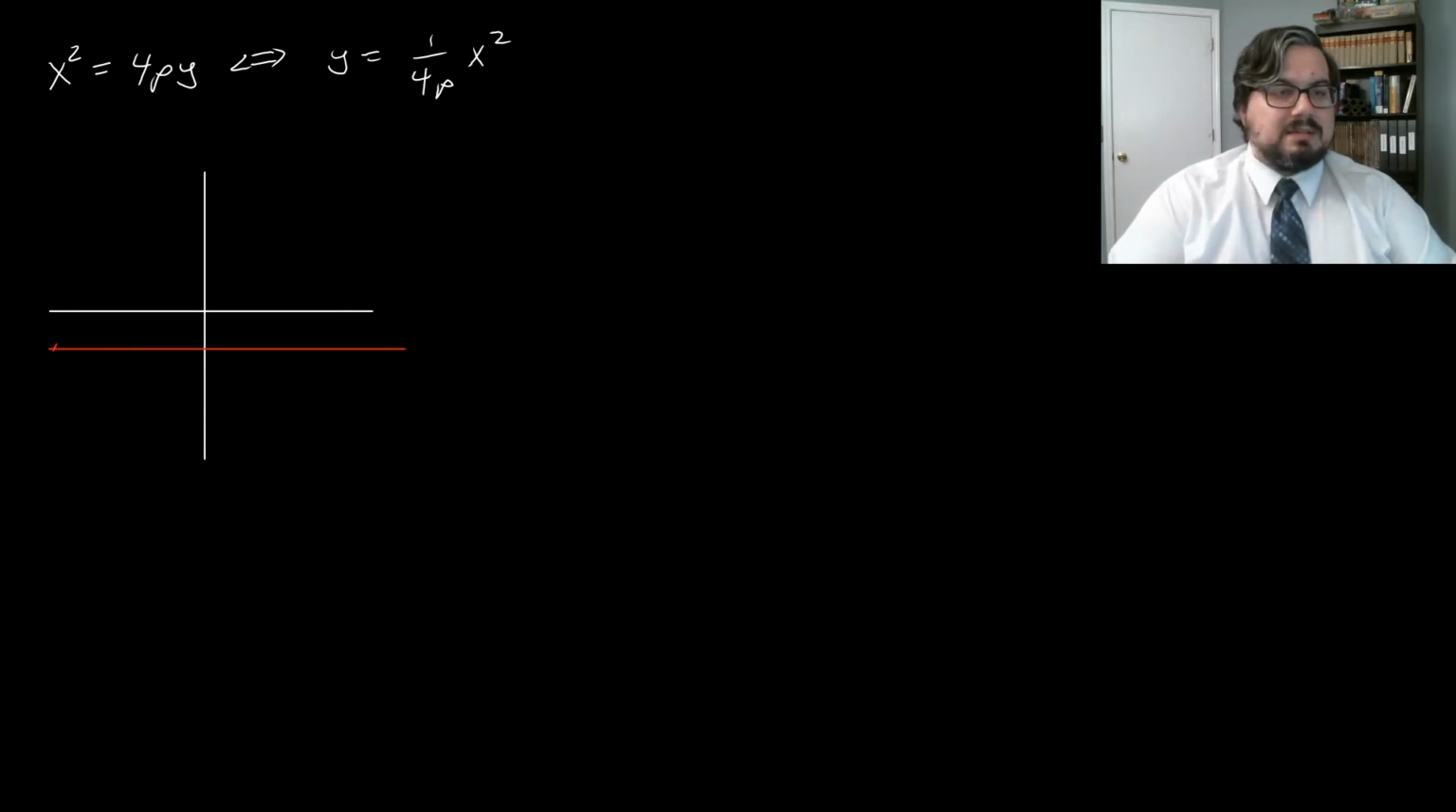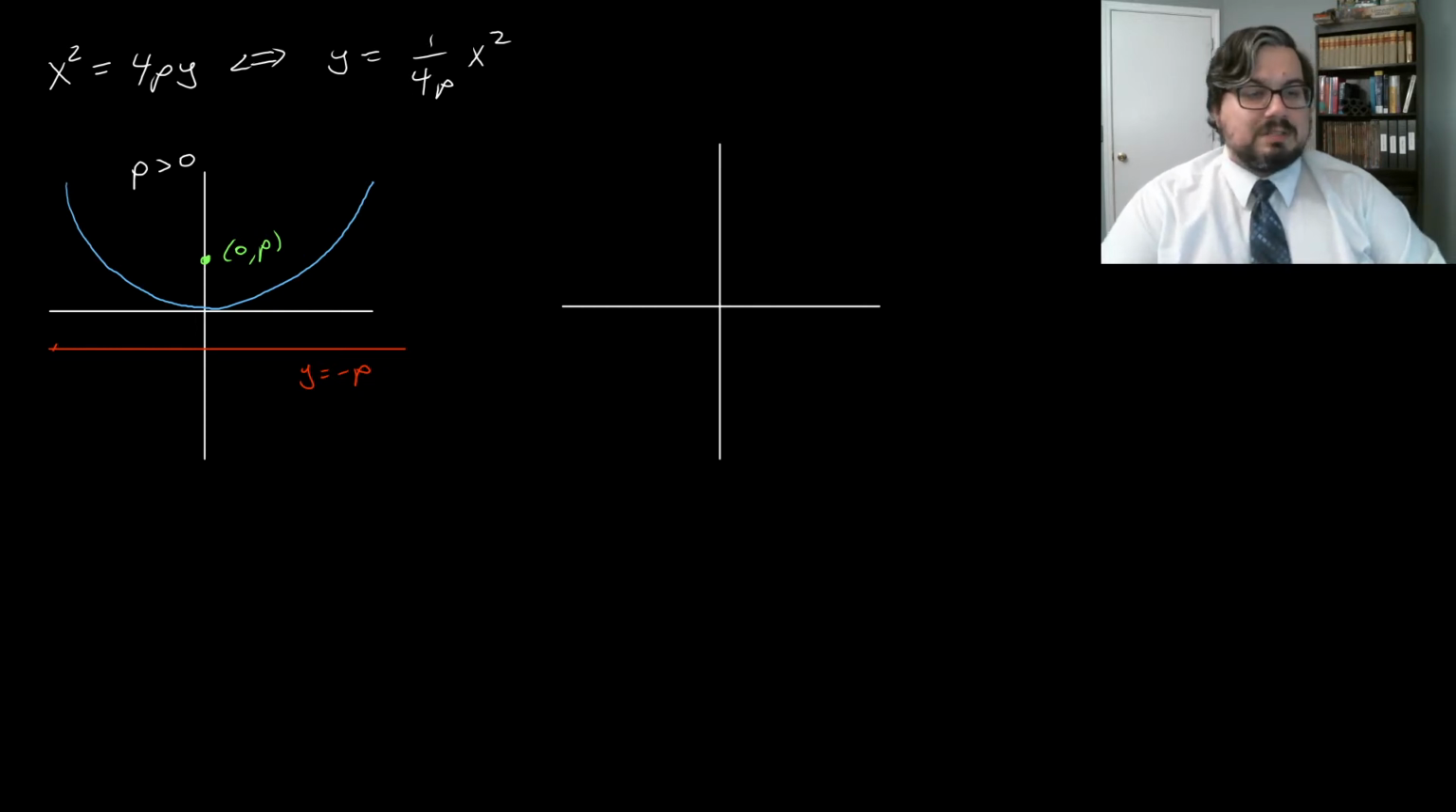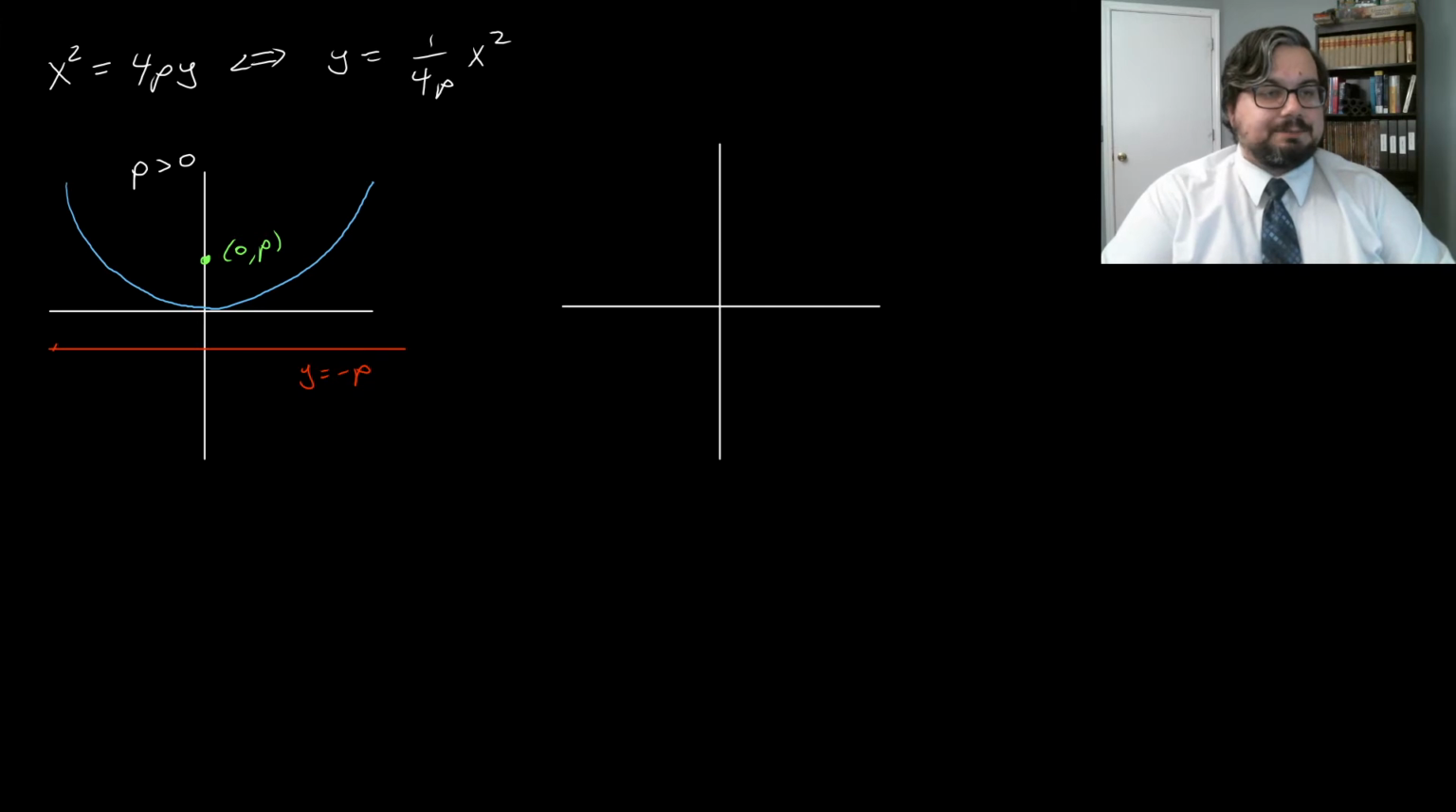If p is positive, then we get this equation. So this is for p greater than 0. If p is less than 0, then we will get an equation for a parabola opening downwards. In this case, the directrix will sit above the parabola.